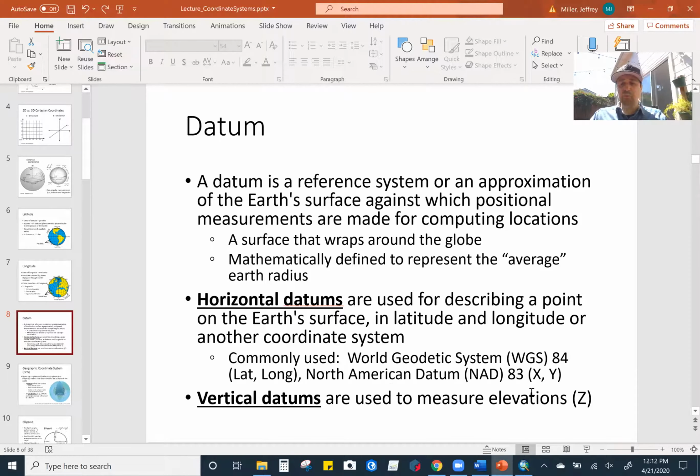Vertical datum would be used to actually measure elevations. So vertical datum and horizontal datum, they technically are a little bit different. The vertical datum would be, like I said, if we drilled through the Earth and went to the center portion of the Earth, and again, looking at spherical locations, that would be where our vertical datum is. Vertical datum is going to define the Z or the elevation, and then the horizontal is going to define the lat long or the XY.